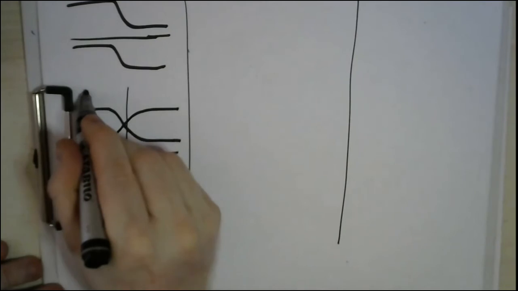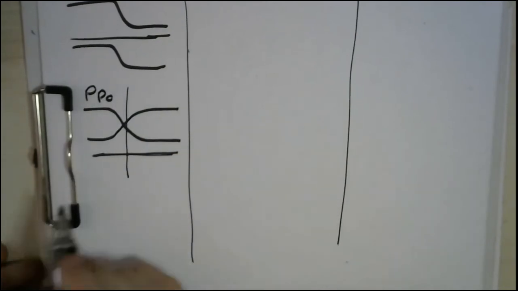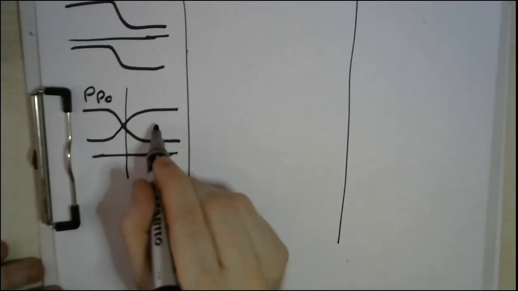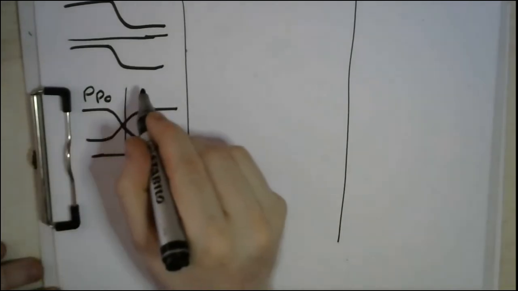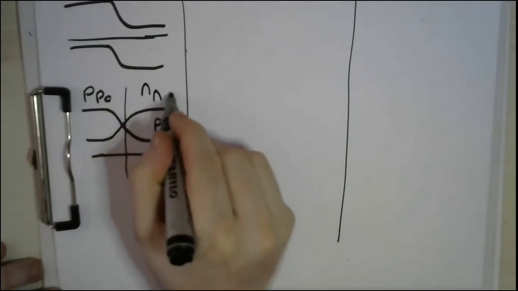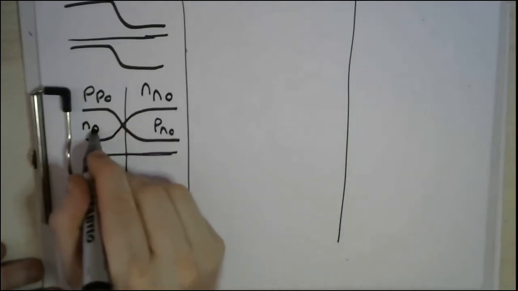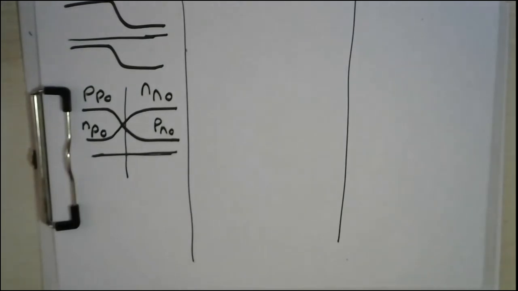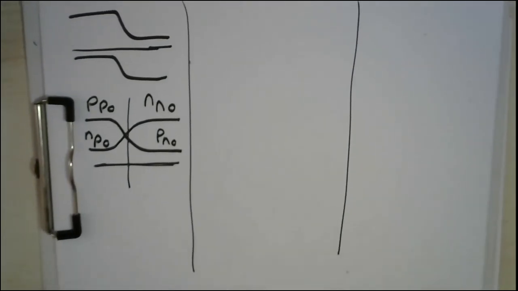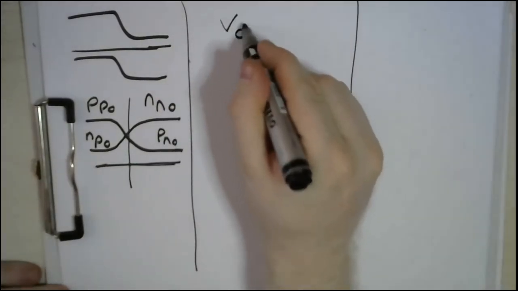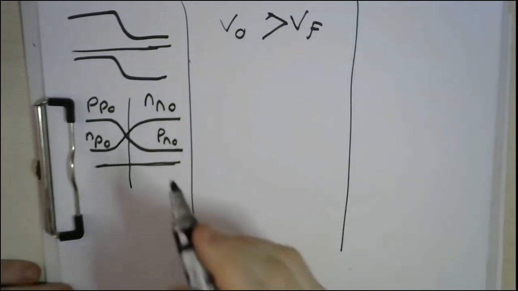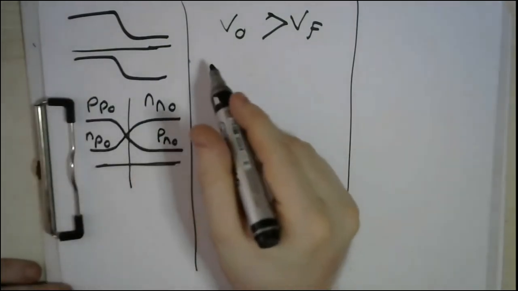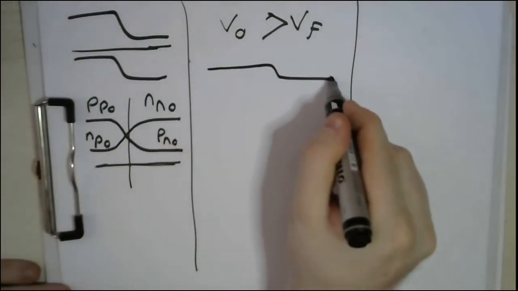So this is Pp0, the majority holes, and this is Pn0, the minority holes in the N region, and this is Nn0, and this is Np0, as you remember. Now, if we apply a forward bias, let me say that we have V0, it's still greater than VF. So what will happen to the energy band diagram is that the barrier will be somehow reduced.